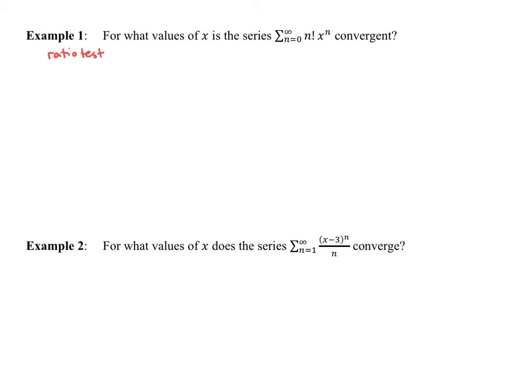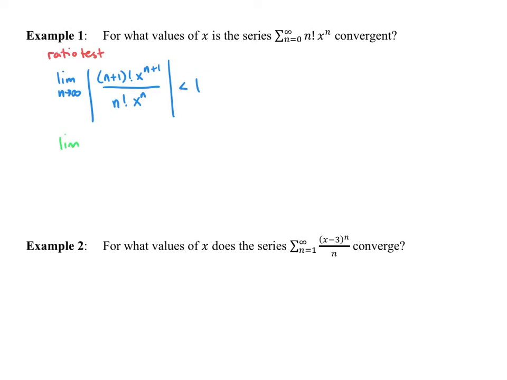So the ratio test says that we take the limit as n goes to infinity of the absolute value of (n plus 1) factorial times x to the power of n plus 1, divided by n factorial times x to the n. And this should be less than 1 if it's going to be convergent. Now, from here on out, I'm going to condense how I write the ratio test to save ourselves time because it can be quite time consuming.